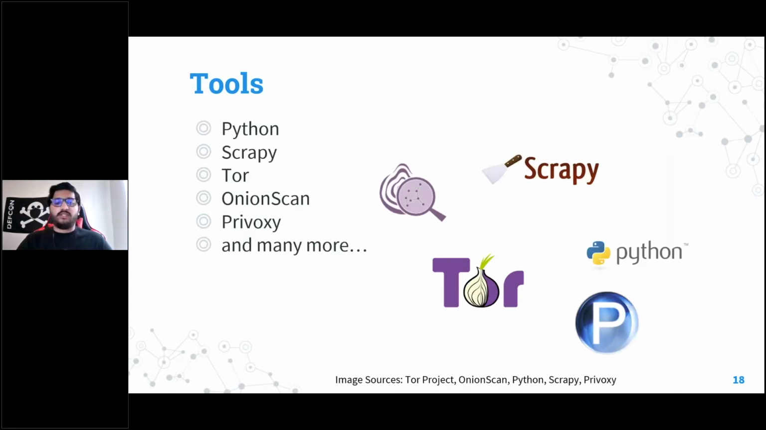Obviously, Tor: if you want to access the dark web, you need Tor. OnionScan is a website which you can use to search for any .onion links, or make correlations between different onion links. There are many other websites or tools which can give you onion links of different forums and different dump shops or different markets.